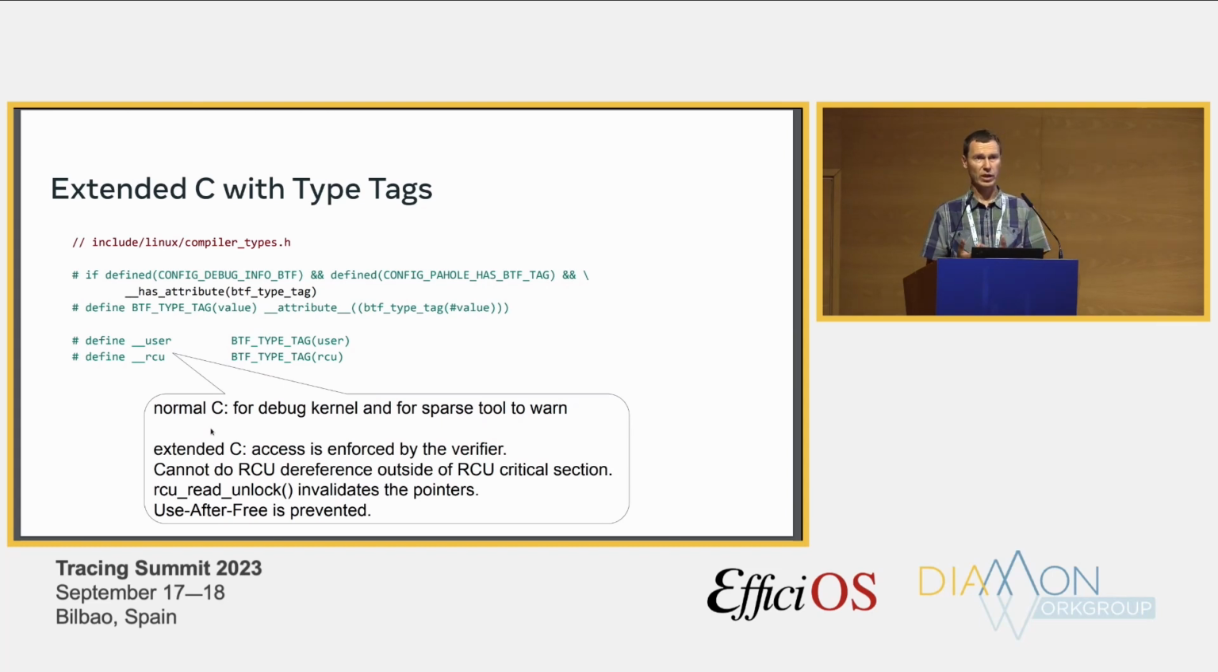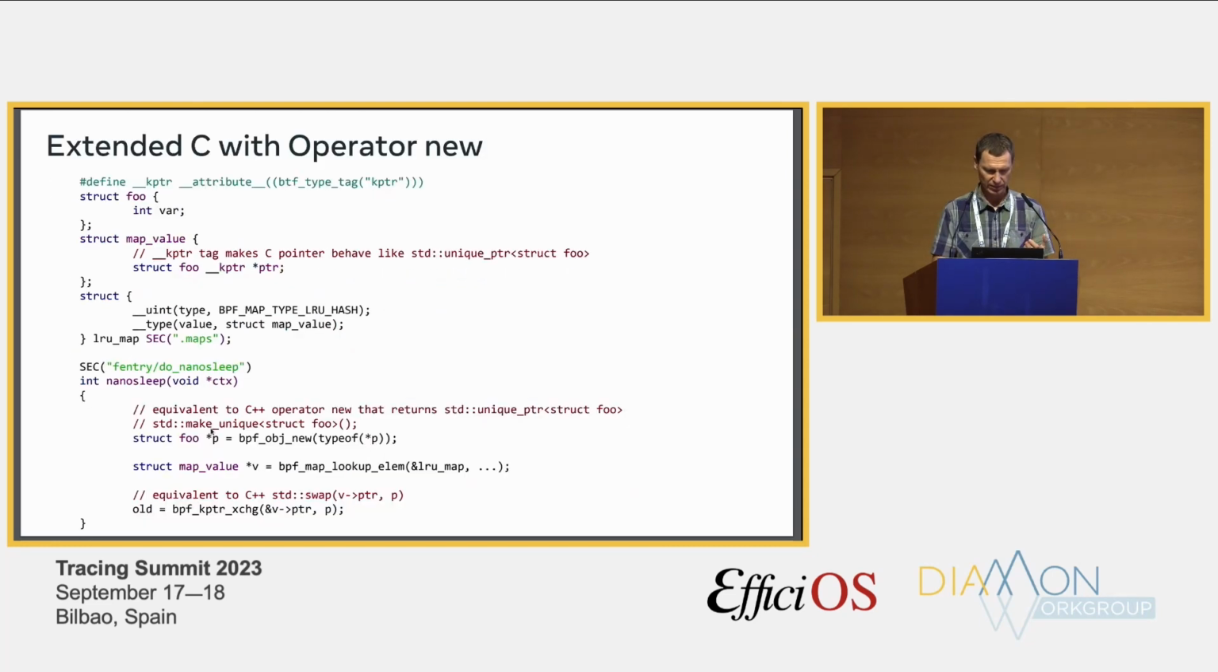In BPF now we have explicit RCU read lock and unlock primitives that behave just like normal RCU, and on RCU unlock we invalidate all the pointers that are valid only in the RCU critical section. So if a program is trying to dereference one, the verifier will reject it. So that's a safety aspect of it.